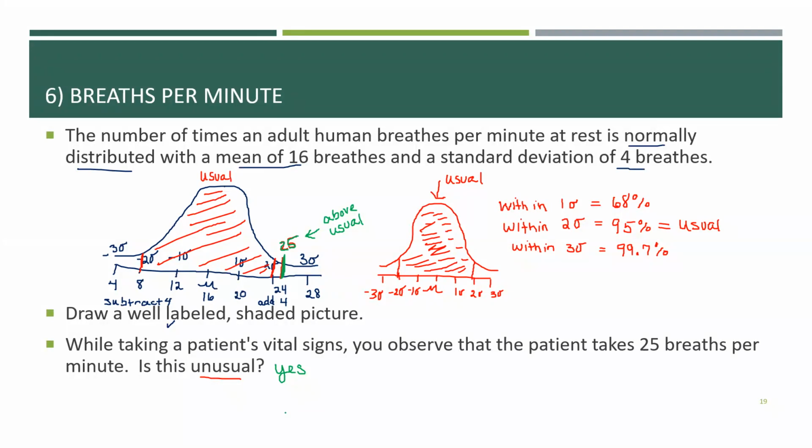And so when we're just asked, is this a usual value, we are looking for that number to be within 2 standard deviations. So we don't actually have to go out and find the percentage on this one. We don't need the app for this one. It's just that well-labeled and at this point shaded picture. My shading on this picture is the usual zone. And because my patient is above that, that is how I concluded that it is an unusual value.